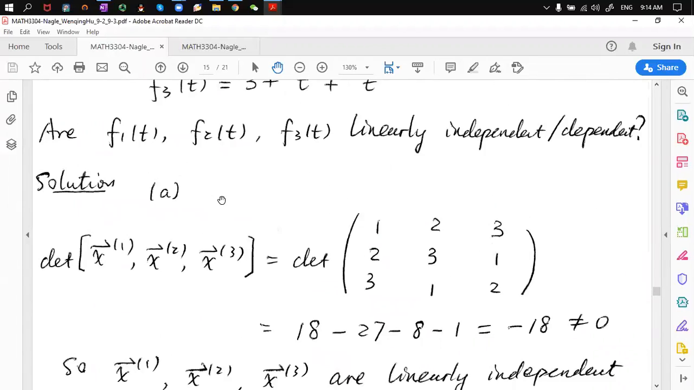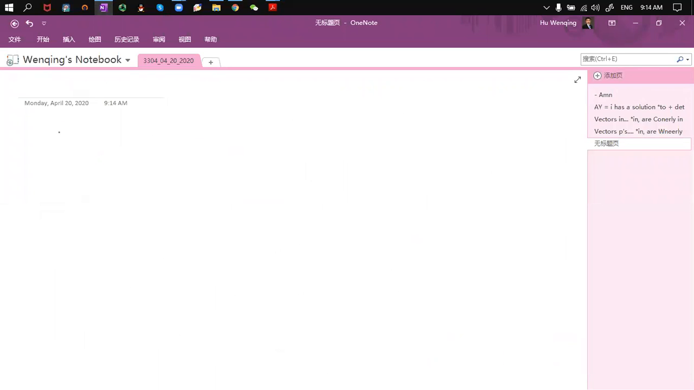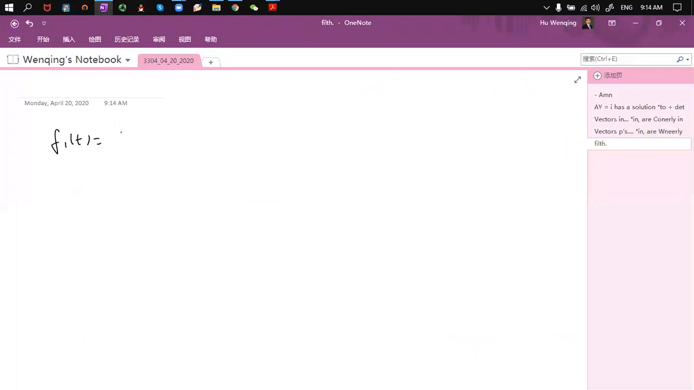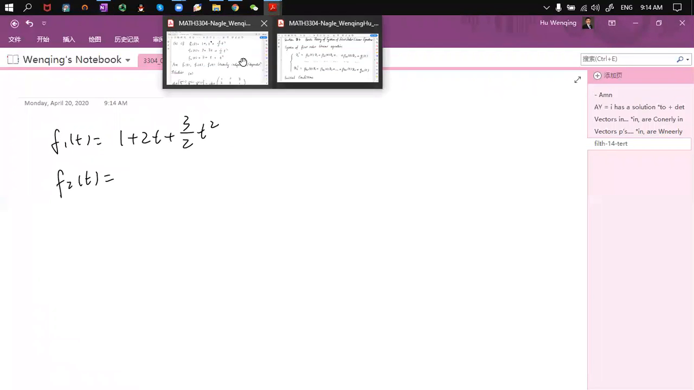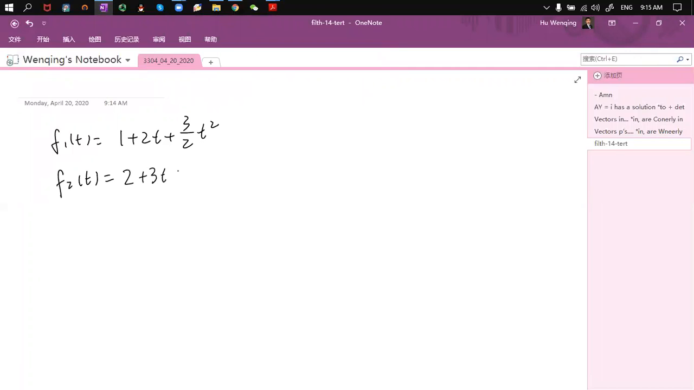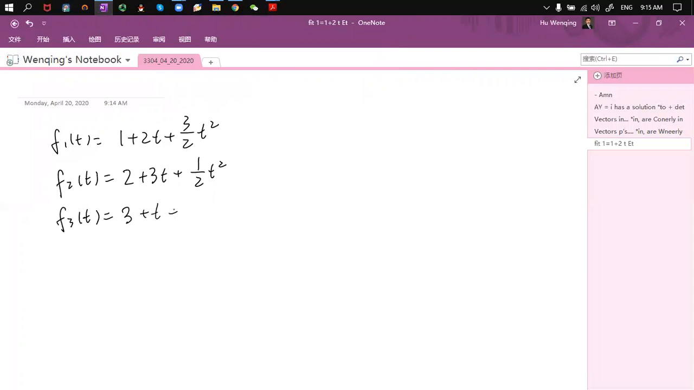Remember the Wronskian, right? If you have the three functions, f1 of t is equal to 1 plus 2t plus 3 over 2 t squared. The f2 of t is equal to 2 plus 3t plus 1/2 t squared. And f3 of t is equal to 3 plus t squared.